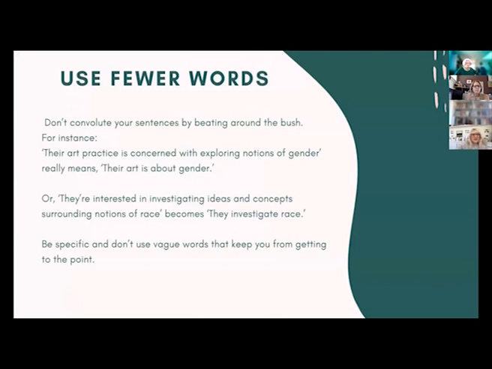So, oh, this is a good one. This sentence is about how to shorten it down. We can get quite clever when we're talking about art. We start talking about the notions of exploring gender and everything, instead of just saying the art is about gender. Because if you've only got 500 characters, exploring ideas, concepts and notions of race becomes "they investigate race."